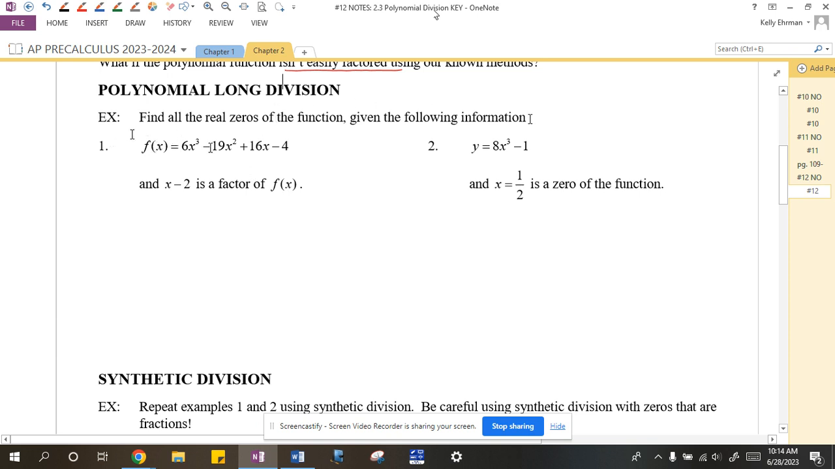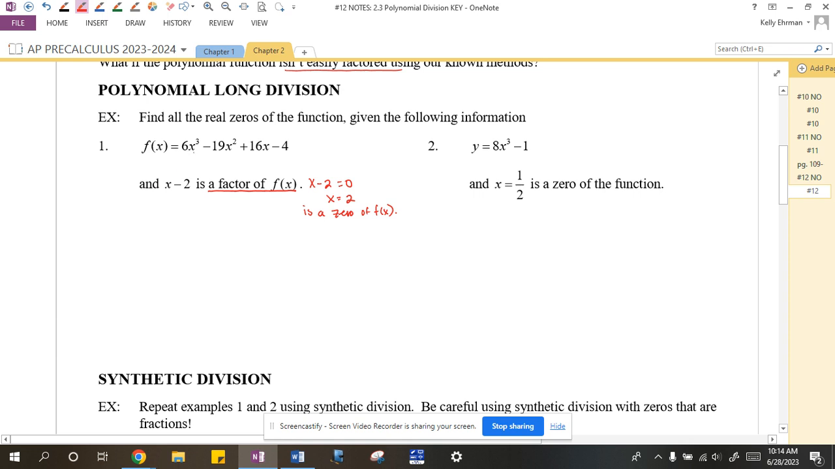So we have this f of x, and we're told that x minus 2 is a factor of f of x. That means that if you set x minus 2 equal to 0, x equals 2 is a 0 of f of x. So that's important. If we're given a factor, we're also given a 0. We just have a little bit of solving to do.